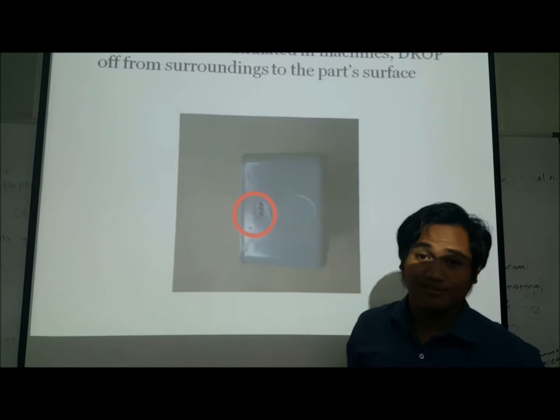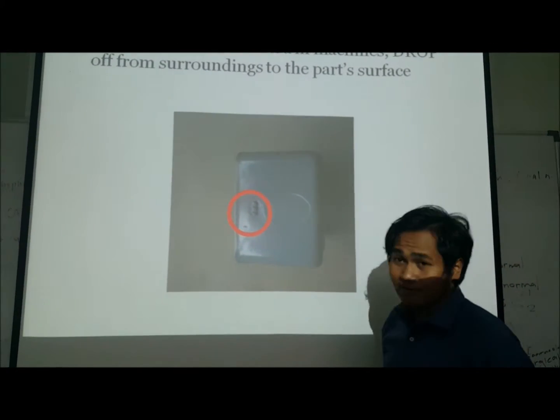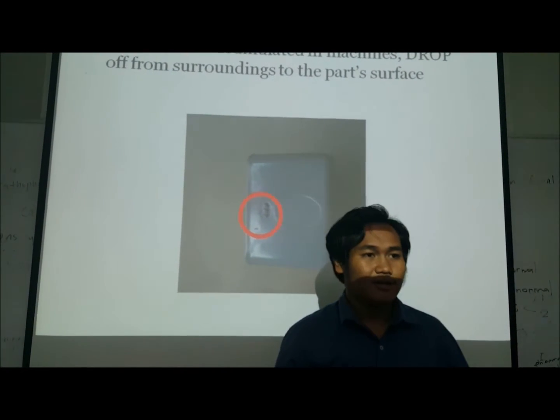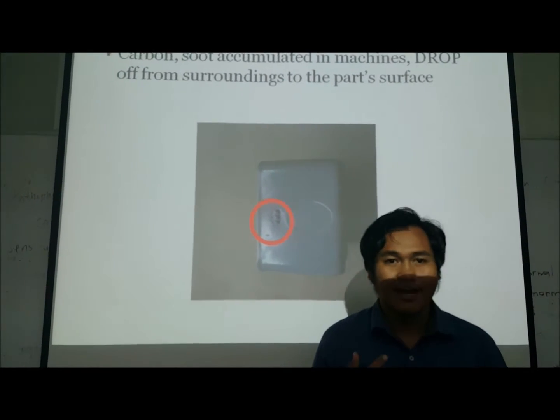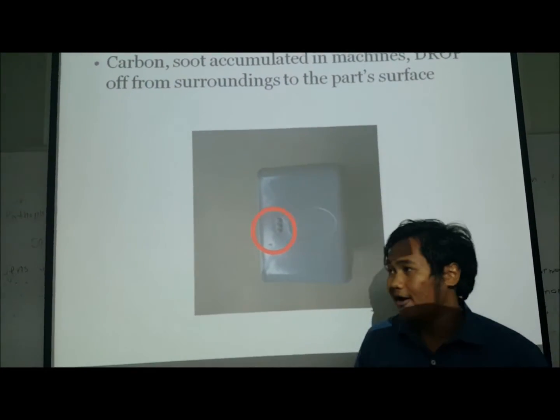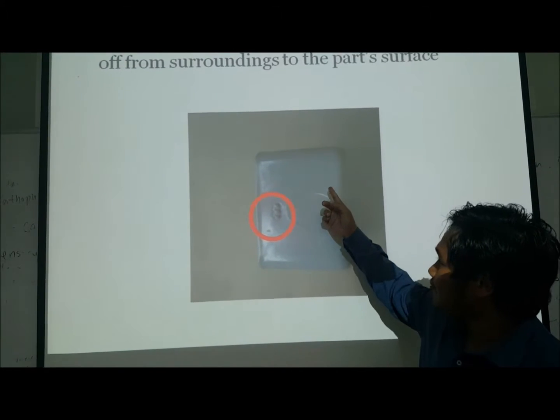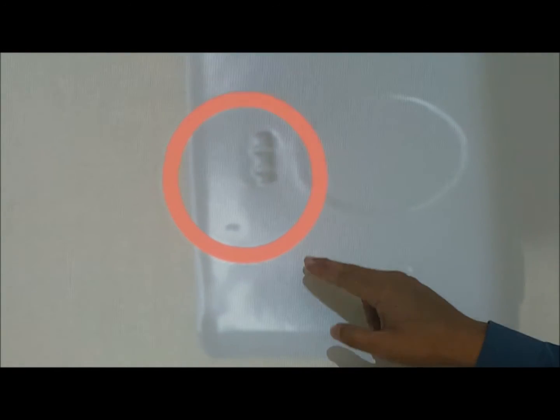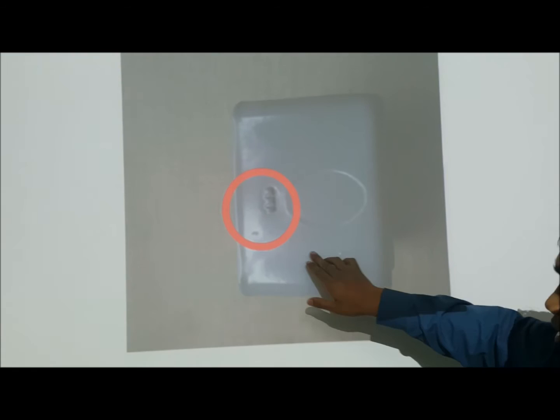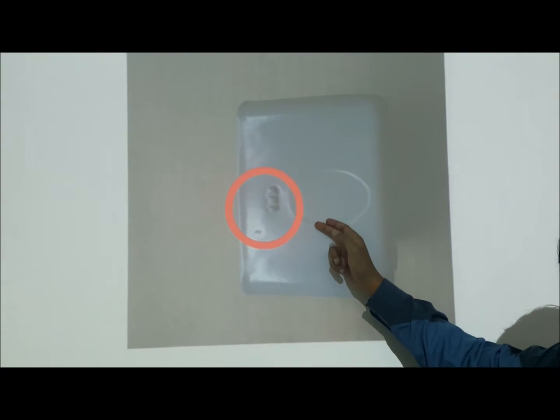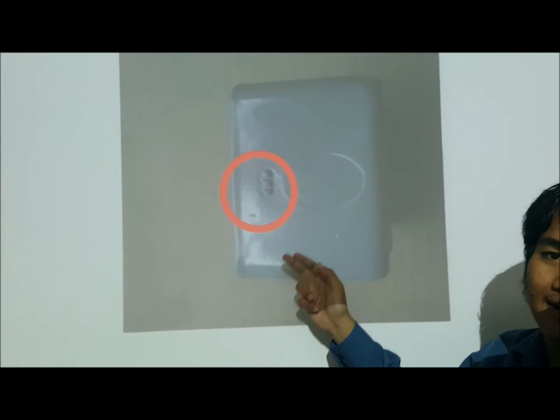Another contamination problem is dust particles. As we all know, we cannot see the dust with the naked eye, but after the product is coated, we can see the dust is coated together with the product, and it makes the product defective, and the product will be rejected.